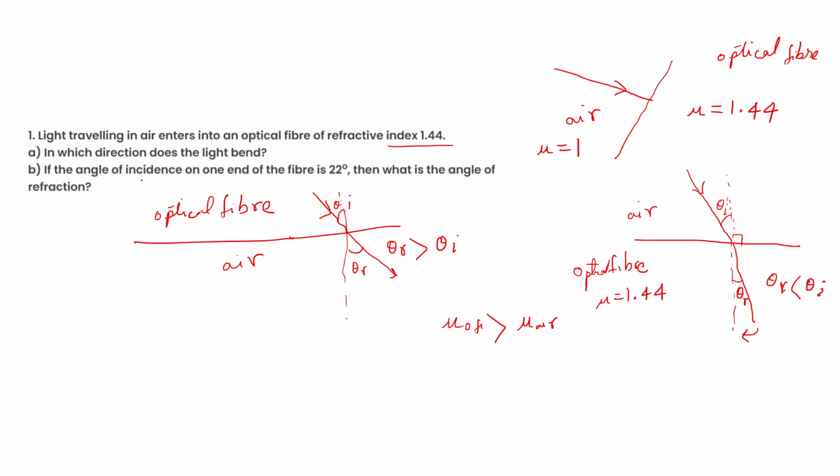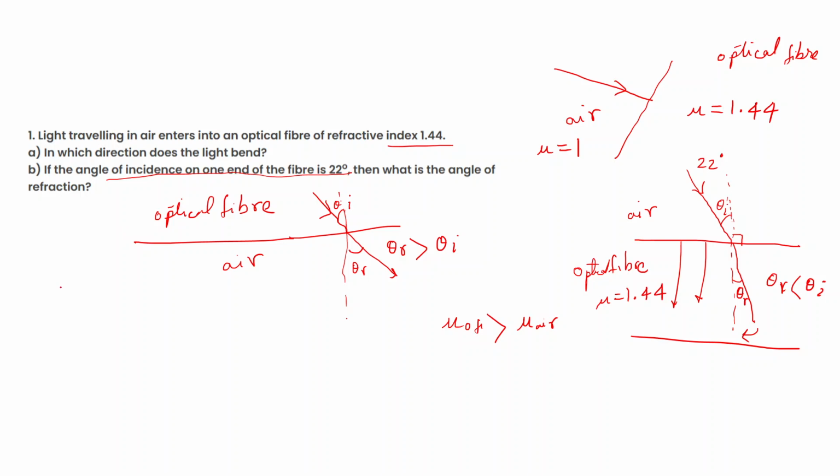Second part is, if the angle of incidence on one end of the fiber is 22 degrees, then what is the angle of refraction? Okay, so what it's saying is incidence on one end of the fiber. So the fiber material starts from here, maybe it's like this. Of course optical fibers are very thin, here I've just magnified it so that we can understand. So the material starts from here, and it's saying the angle of incidence on one end of the fiber is 22 degrees. Consider the incidence angle is entering here at 22 degrees. Then what is the angle of refraction?